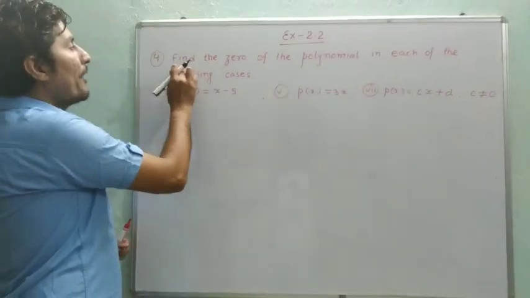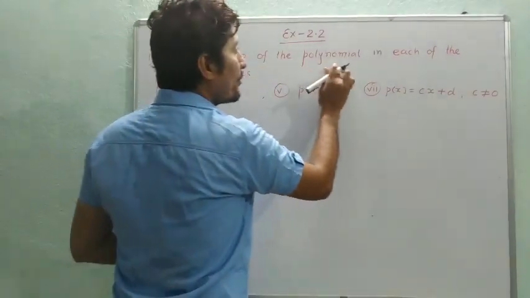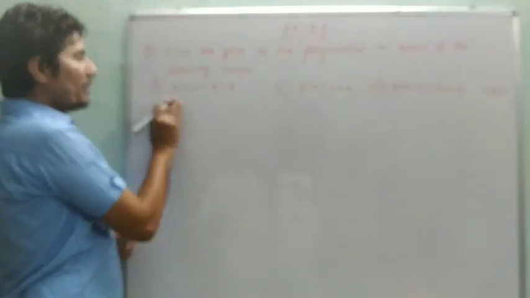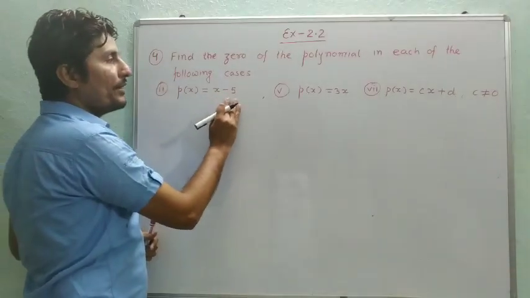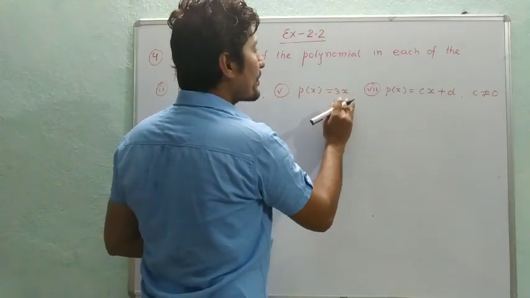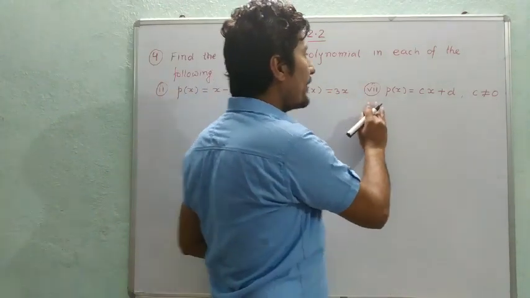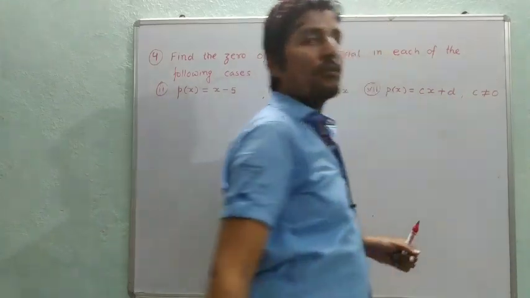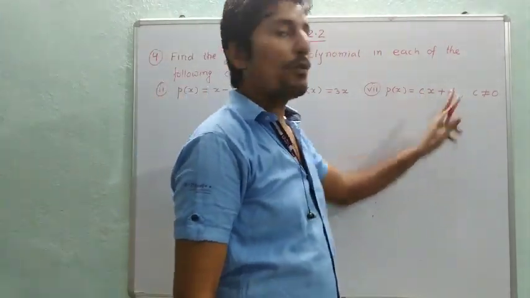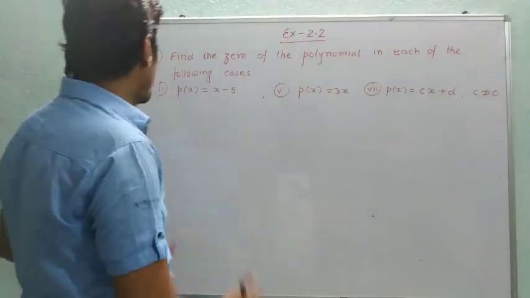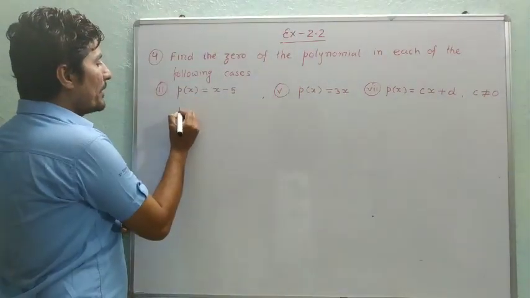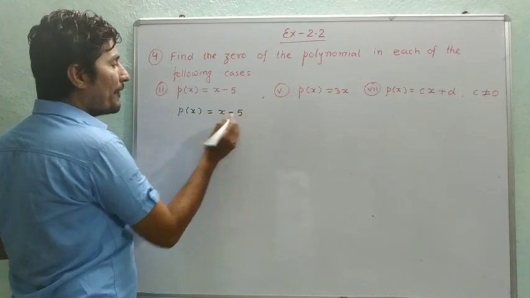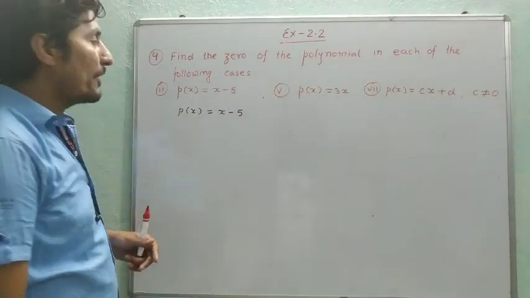Fourth question, find the zero of the polynomial in each of the following cases. Second question, P(x) equals x minus 5. Fifth question, P(x) equals 3x. And the seventh question, P(x) equals cx plus d, where c is not equal to 0 and c and d both are real numbers. So let us see the very first question, P(x) equals x minus 5. We have to find out the zeros of the given polynomial.